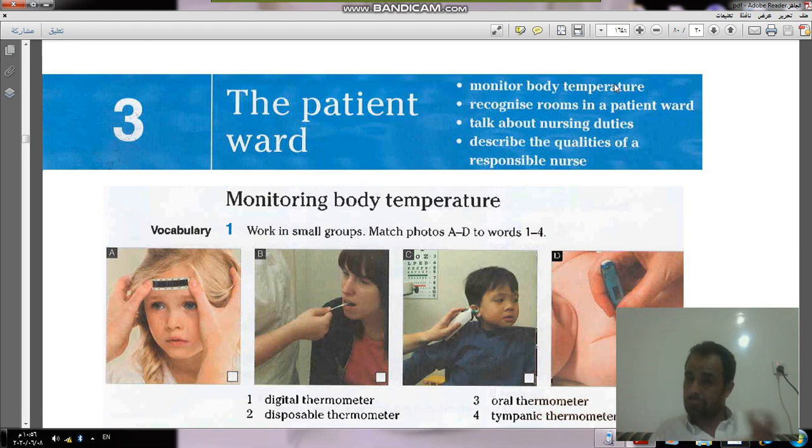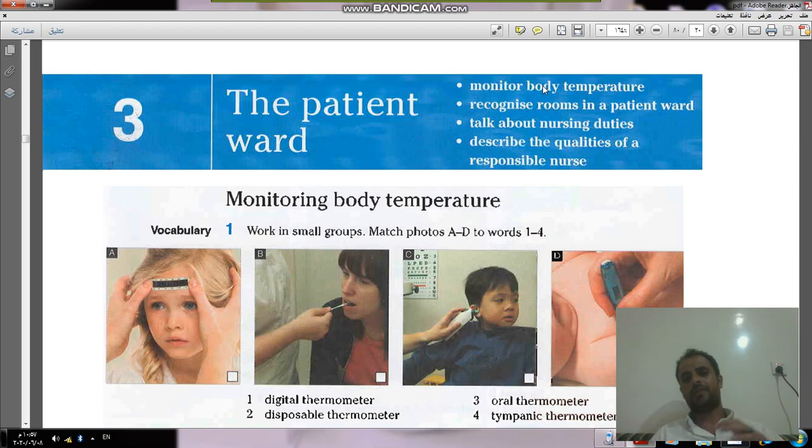You understand? Maybe no. So what do we mean by monitor? To see, to watch what? The body what? Temperature, hot or cold. But how do we usually monitor body's temperature? We have different types of thermometers. So what are the types of thermometers?